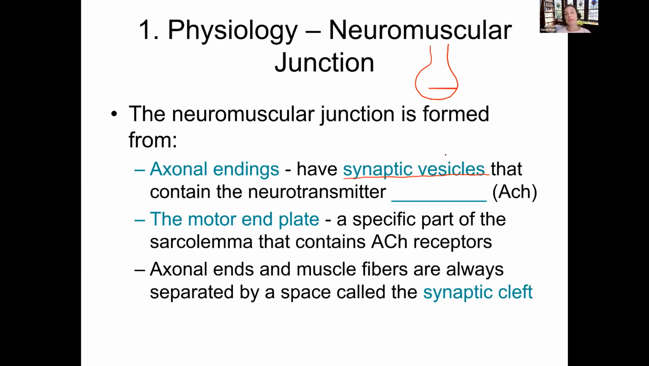Now, I talked to you on Monday about neurotransmitters and how these are chemicals that can jump between neurons and muscles. They can help a muscle contract. And the neurotransmitter that we most often find in the axons that are stimulating skeletal muscles is something called acetylcholine.